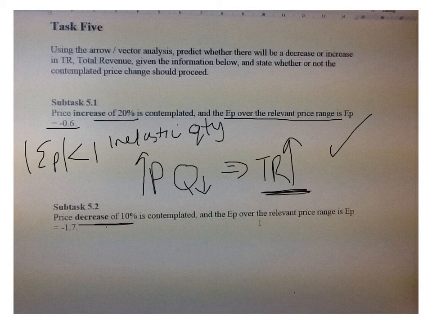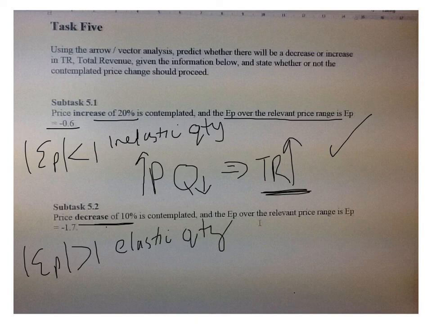So it's a decrease, okay. And what's the EP? So the absolute value of the EP is greater than 1. It means that we're going to get an elastic response in quantity to a change in price. Right, so let's go and model that.